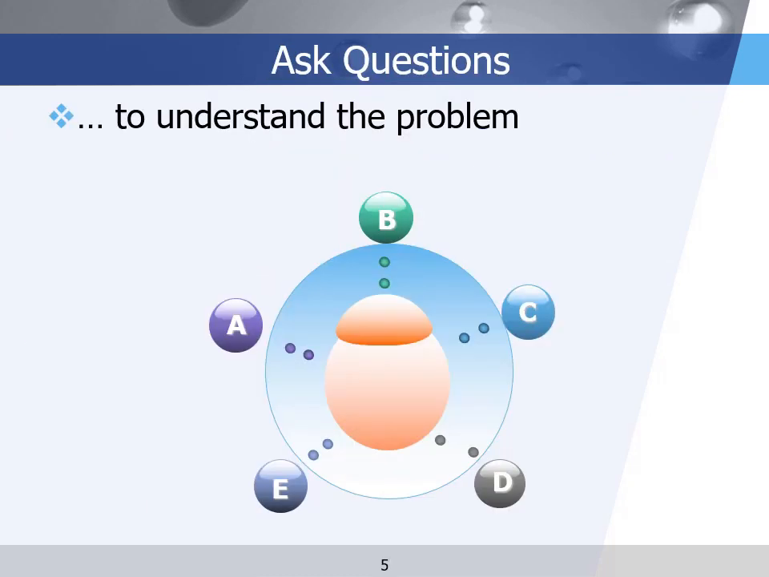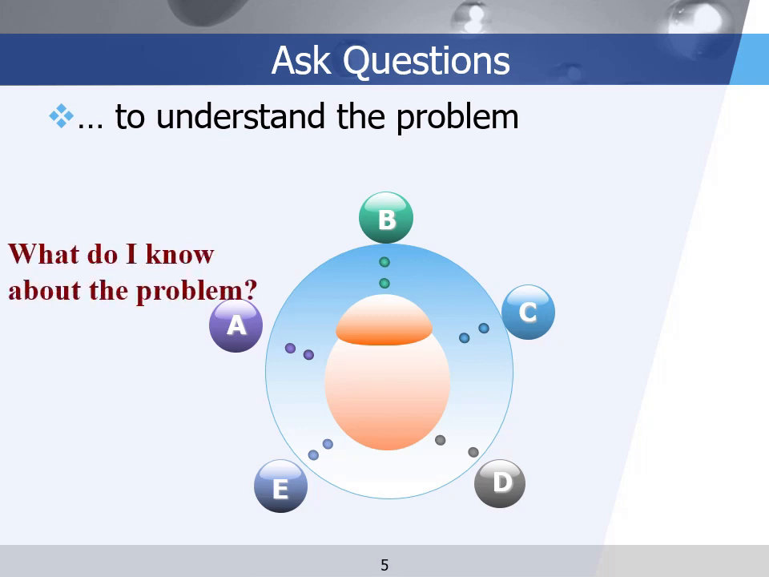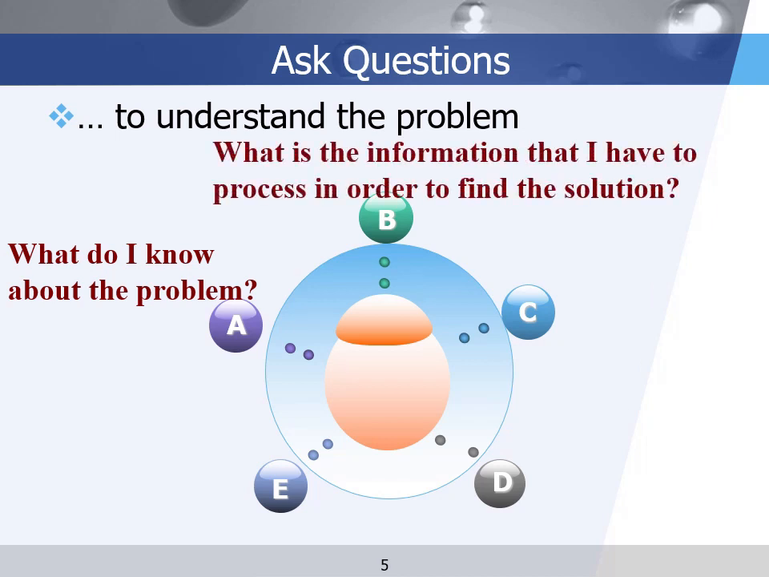Here, let's look at some questions that can help you to better understand the problem. First is, what do I know about the problem? What is the information that I have to process in order to find the solution? This is kind of like the input of the problem. What does the solution look like? You'll probably have a general idea. Maybe it's not quite clear, but this could be your initial solution.